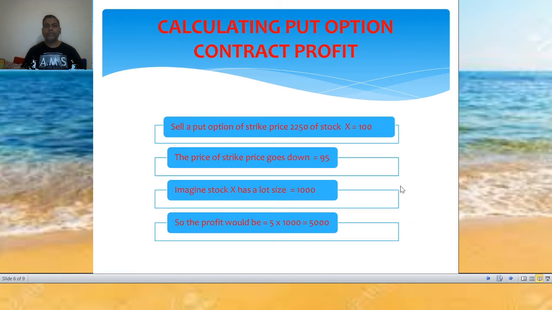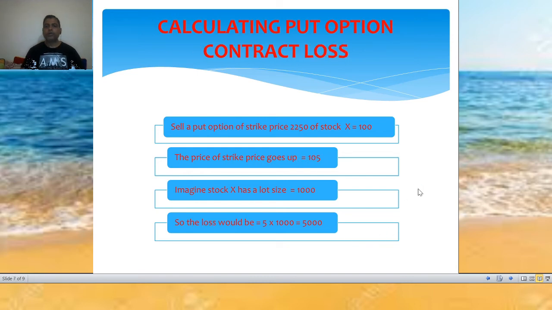Now let us try to understand how to calculate the put option profit. So if the trader sells a put option of strike price 2250 of stock X at a premium of 100, and if this premium comes down to 95, and if this stock X has a lot size of 1000, his profit will be 5 into 1000, that is 5000.